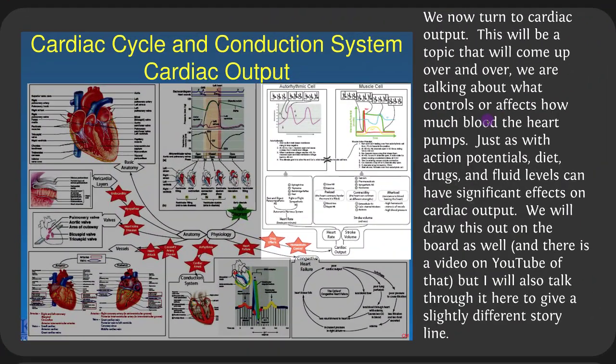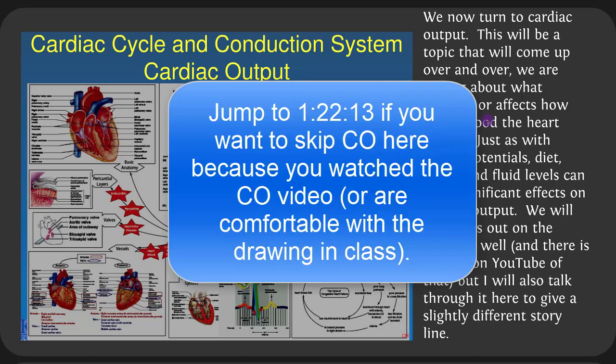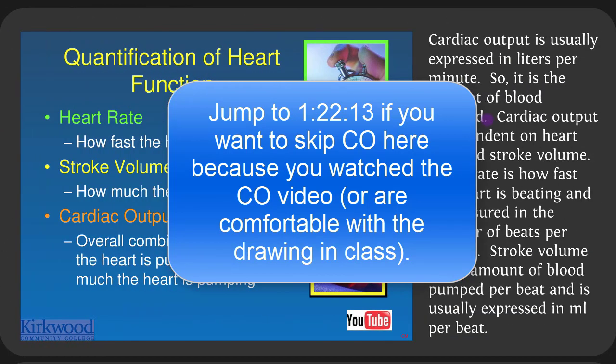Coming back still in heart muscle, now we're going to talk about cardiac output. So this will be a topic that will come up over and over. We're talking about what controls or affects how much blood the heart pumps. Just as with action potentials, diet, drugs, and fluid levels can have significant effects on cardiac output. We'll draw this out on the board as well, and there's a video on YouTube of it, but I'll also talk through it here to give you a slightly different storyline that you can hear twice.